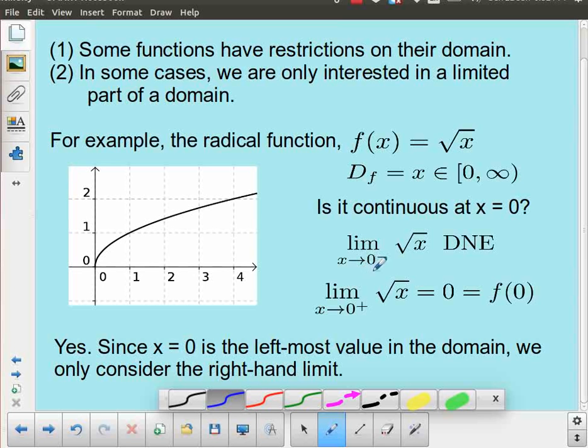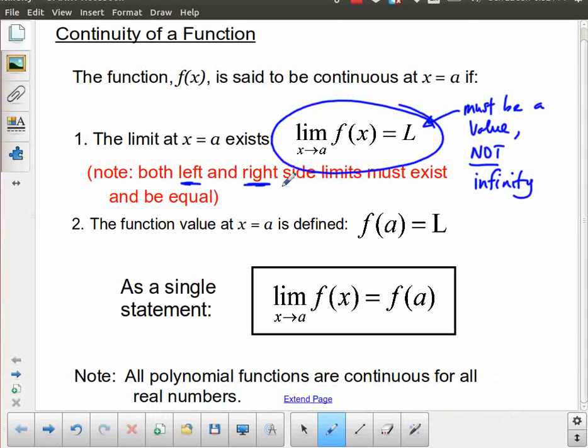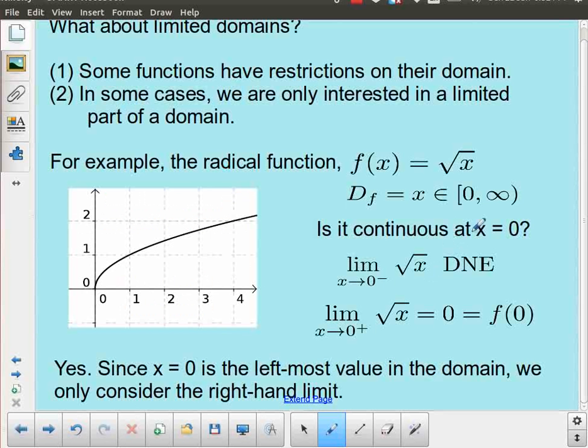Now, your first instinct, especially if you use this definition and the idea that both the left and right side limits must exist, would be to immediately exclude this. You would say, well, no, it's not continuous because the limit from the left does not exist. There is nothing over here. I can't take the limit from the left of 0. The function doesn't exist to the left of 0, so that means I can't find the limit.